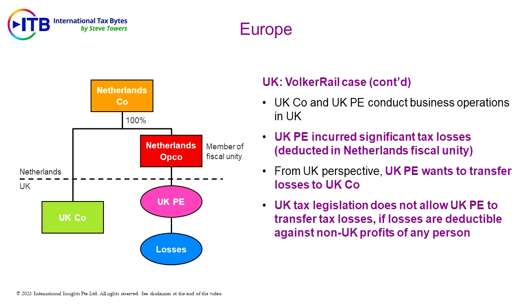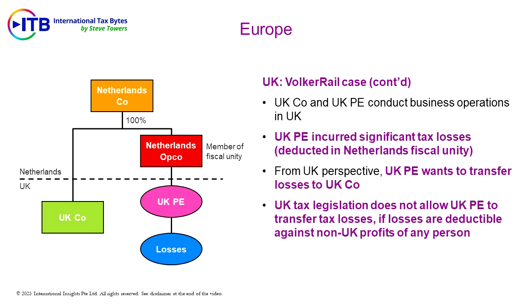Here's a simplified description of the facts. A Netherlands-headquartered group has a UK subsidiary, UK Co. It also has a Netherlands subsidiary, Netherlands Opco, which has a UK PE. Netherlands Opco is a member of a fiscal unity in the Netherlands. Both UK Co and the UK PE conduct business operations in the UK.